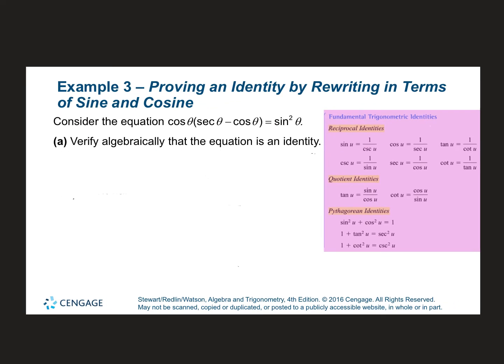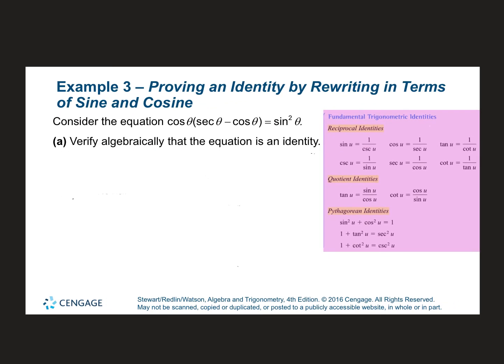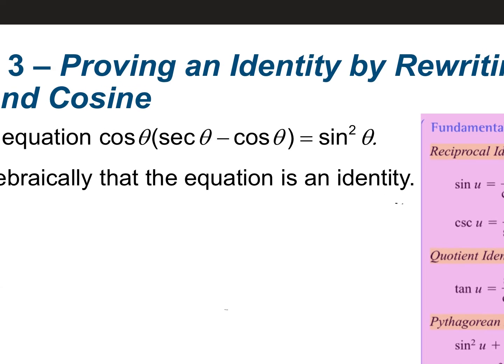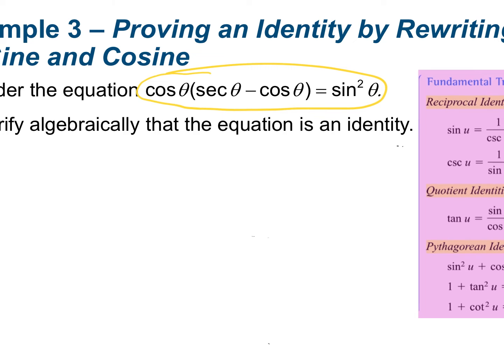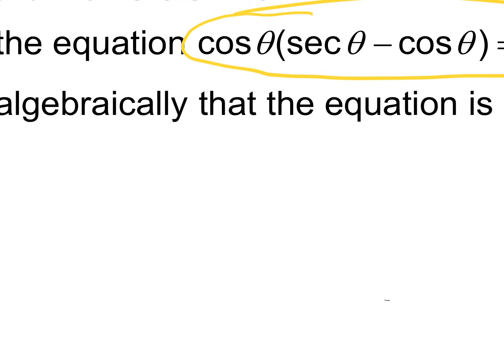So let's look. This is what a proving one looks like. Do you guys see right here? You have an algebraic statement. It says that this left-hand side equals the right-hand side, correct? They're telling you that cosine theta times secant theta minus cosine theta is the same thing as sine squared theta. So the first thing you're going to do is say, okay, which side looks more difficult? Obviously the left one. So I'm going to rewrite this just so I have a little more room.